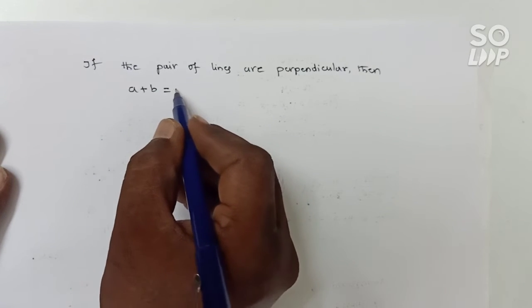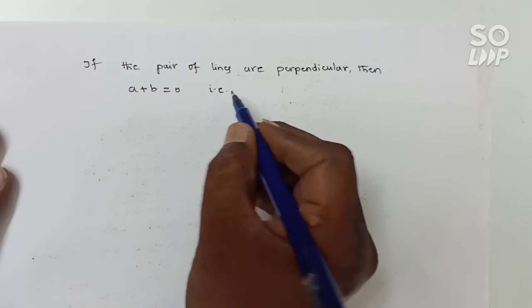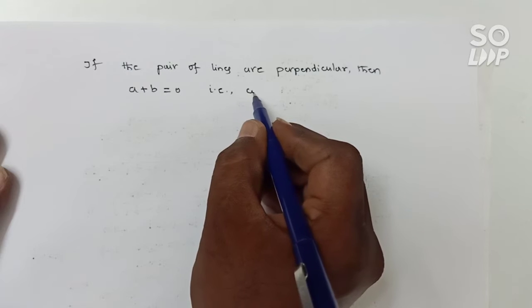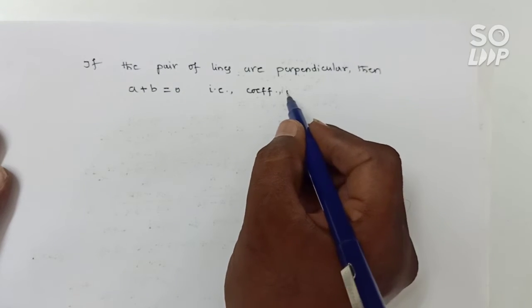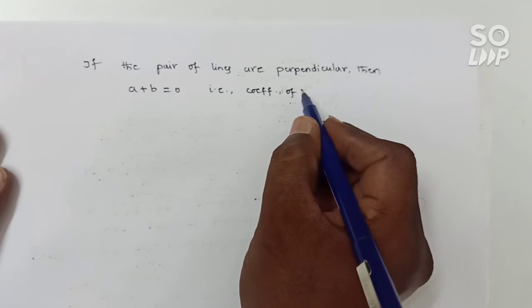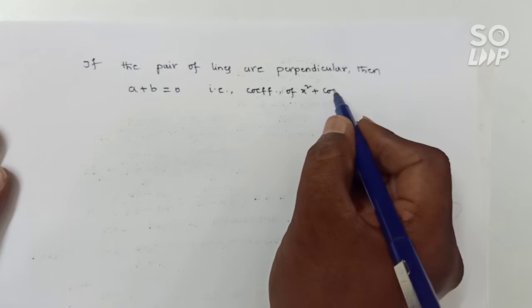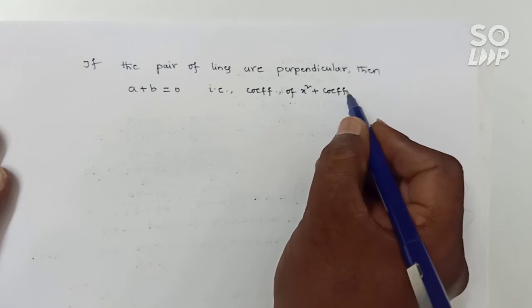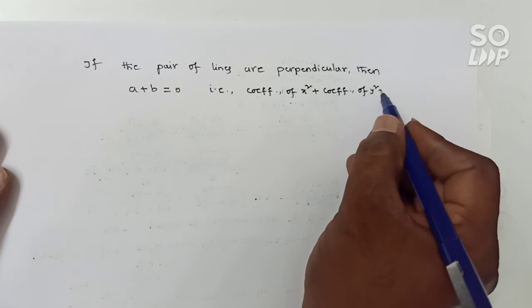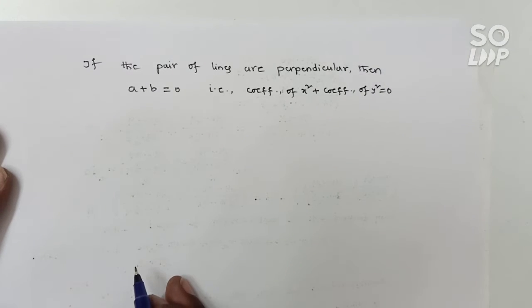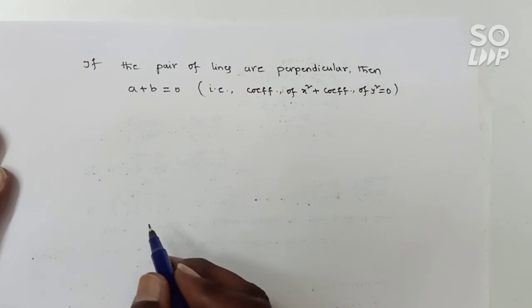A plus B is equal to 0. That is, coefficient of x square plus coefficient of y square is equal to 0. Right? This one is the required condition.